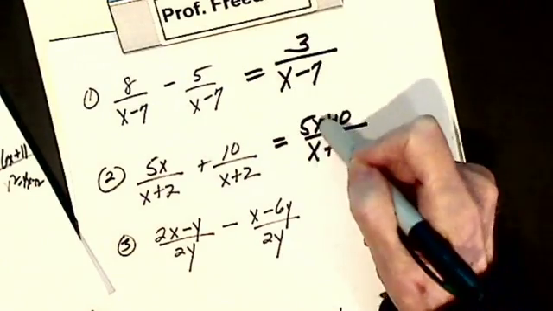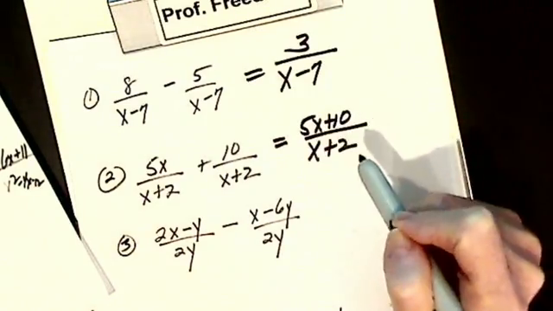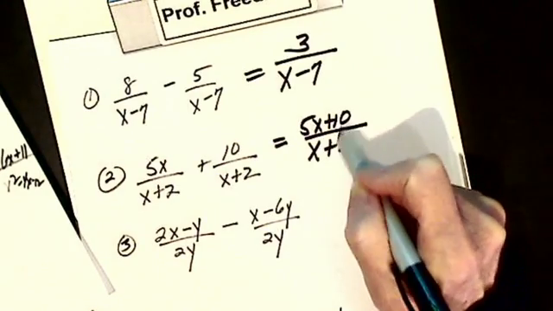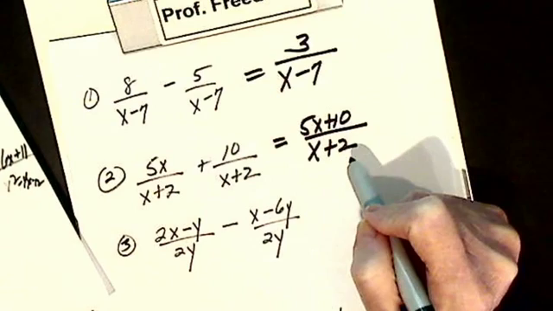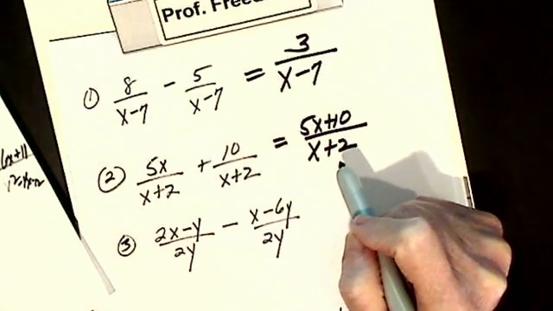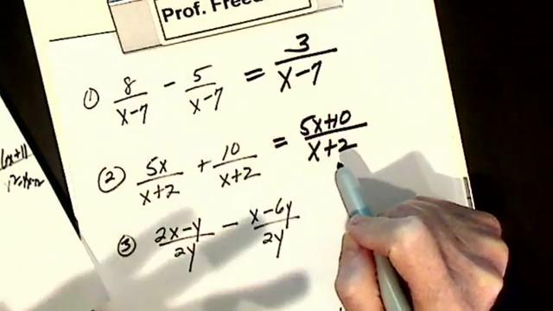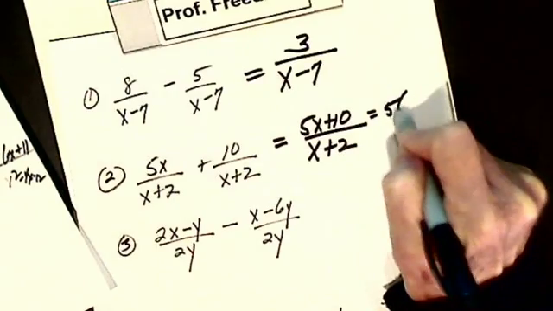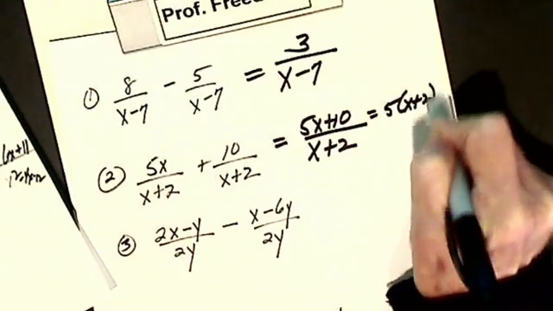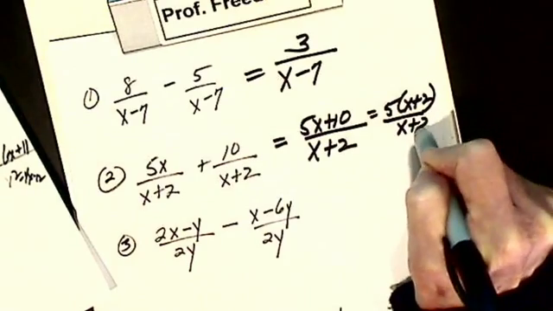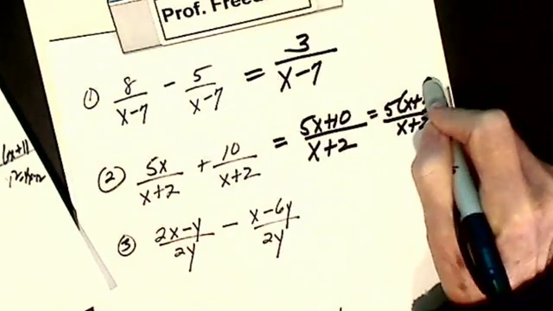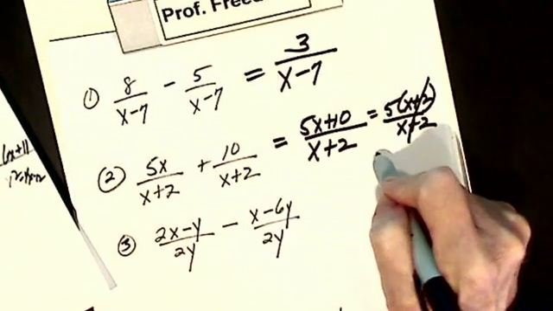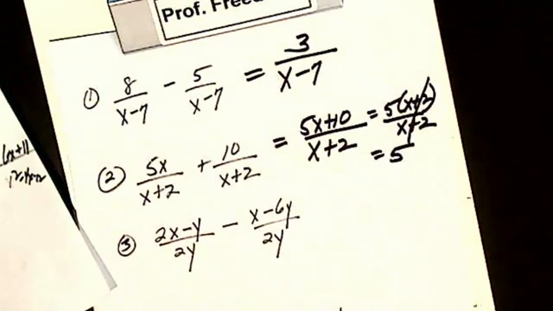Well, I can't cancel my x's because that's a term. I can't go 2 into 2, 1, 2 into 10, 5 because they're terms. So, when in doubt, always think, can I factor? I can factor my numerator, common factor. So I get 5 times x plus 2 over x plus 2. I can cancel my x plus 2's. So my answer is going to be 5.